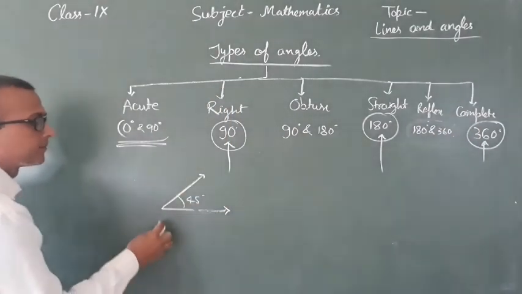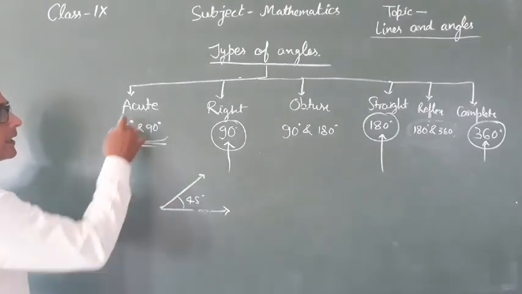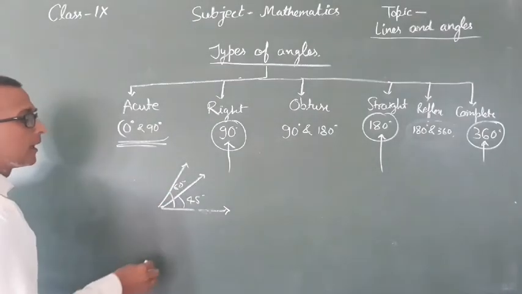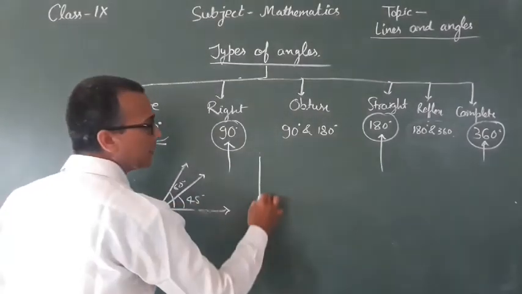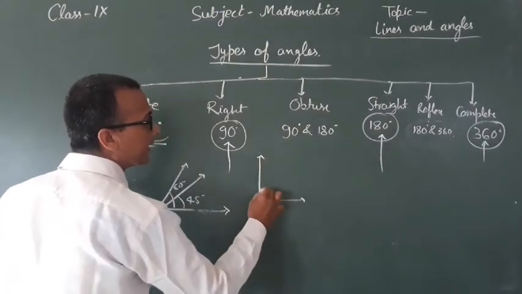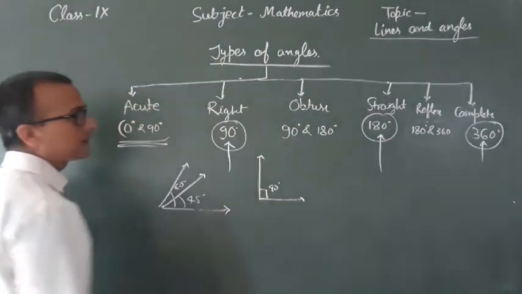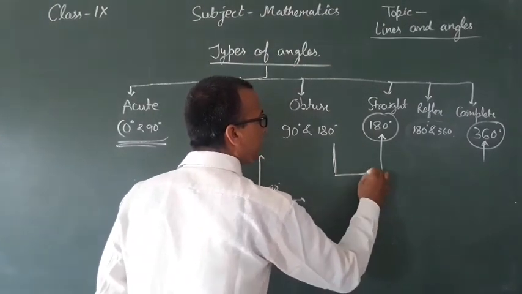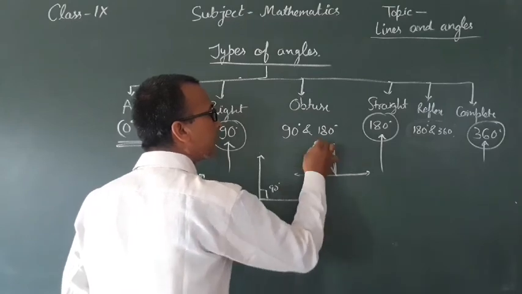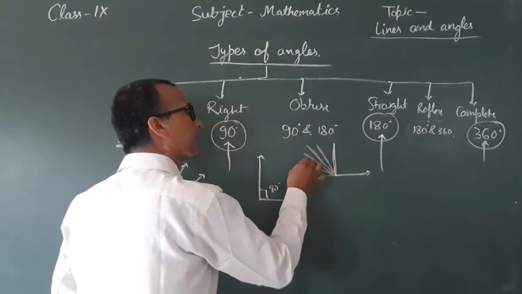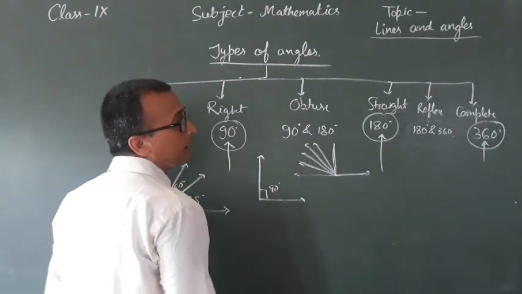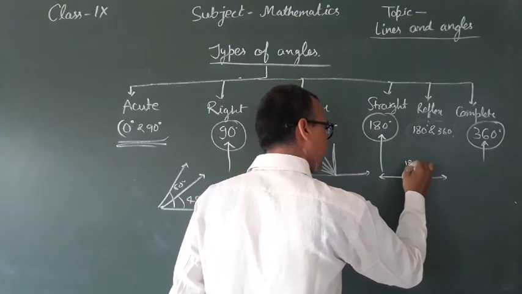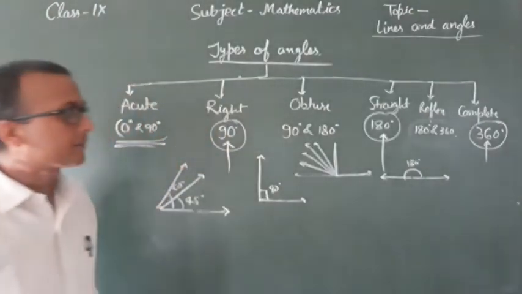Which type of angle is this? This is an acute angle. 60 degrees, this is an acute angle. When it becomes exactly 90 degrees, then it becomes a right angle. Obtuse angle is more than 90 degrees and less than 180 degrees. All these angles are obtuse angles. Straight angle is exactly 180 degrees. It makes a straight line.